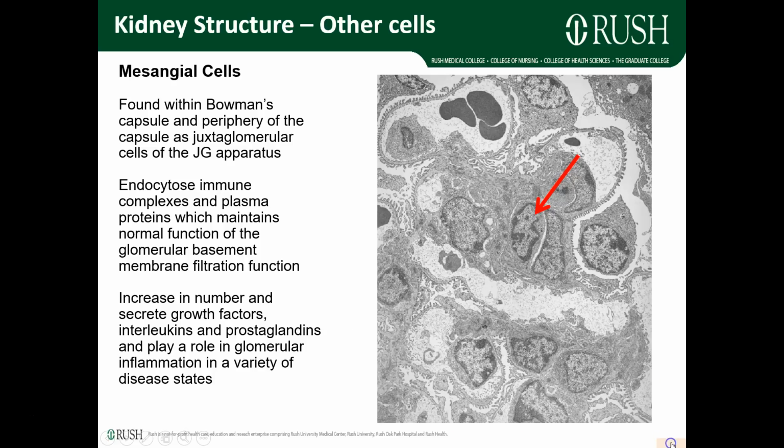These cells do endocytose immunocomplexes as well as plasma proteins, and so they maintain the normal function of the glomerular basement membrane. Their numbers increase and they start to secrete growth factors as well as interleukins and prostaglandins when glomerular inflammation or other disease states happen.